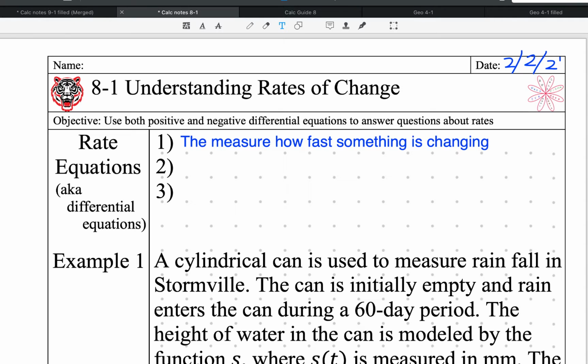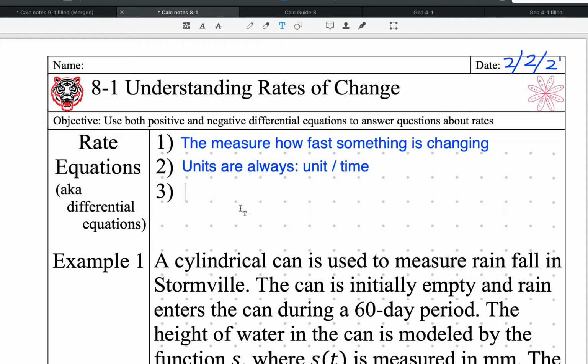So it's an equation that maybe is talking about a velocity. Velocity is a rate. Second, they always have the same type of units. So the units are always some unit per time, like people per hour, millimeters per day, something like that.